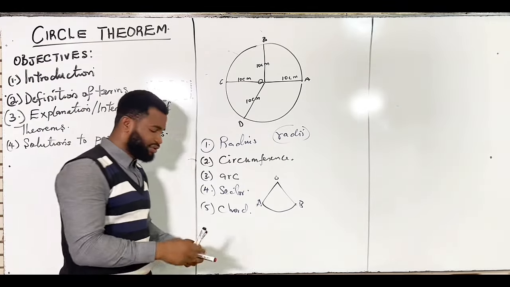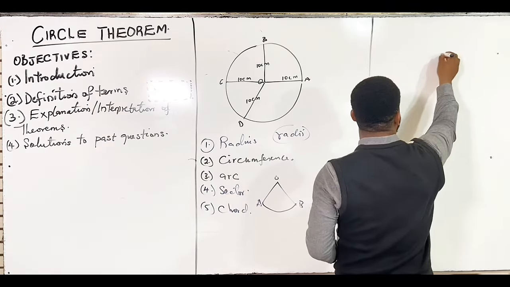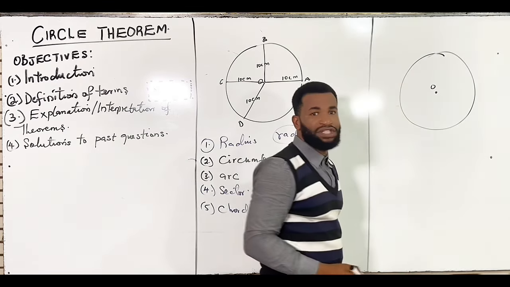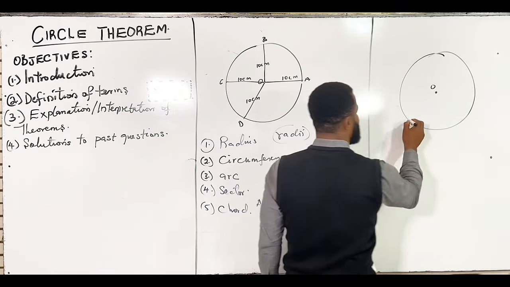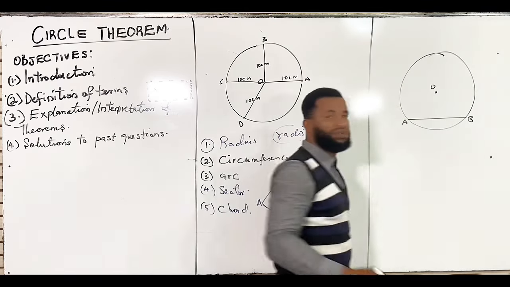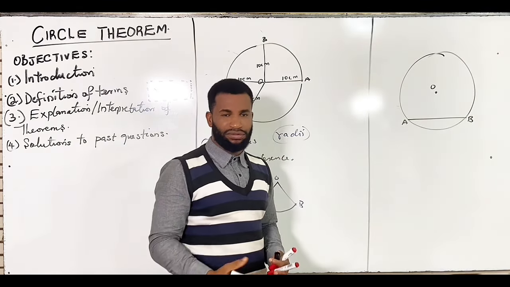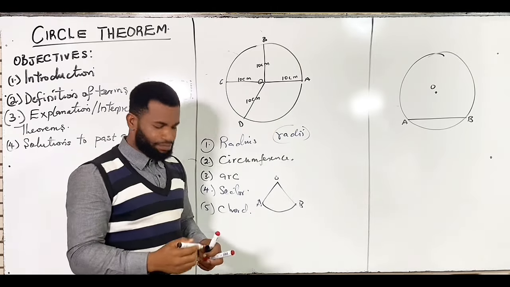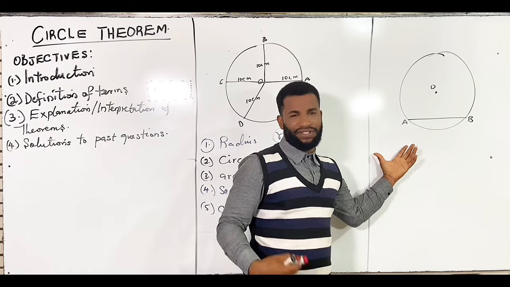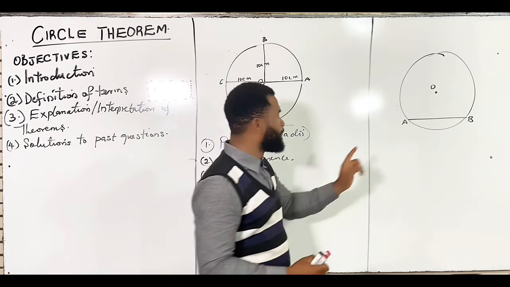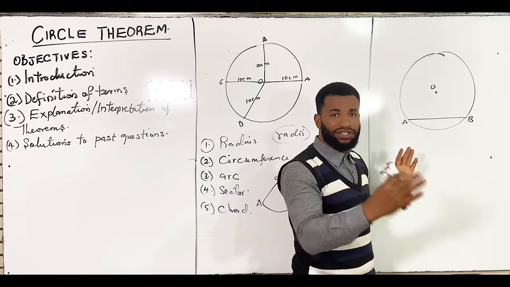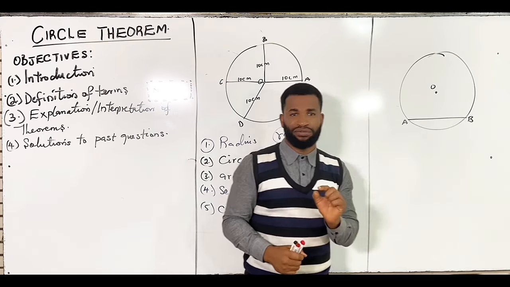What is a chord? If you have a circle, and this is the center of the circle O, and you draw any line from here to here, let's say from A to B, we say that you have formed a chord. So what is a chord? A chord is simply a line joining two points on opposite sides of a circumference without passing through the center.